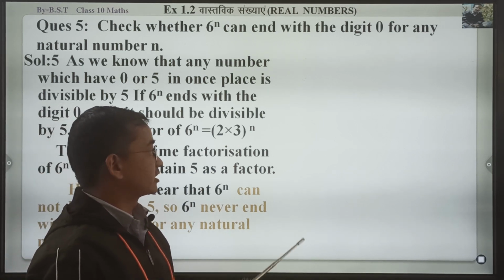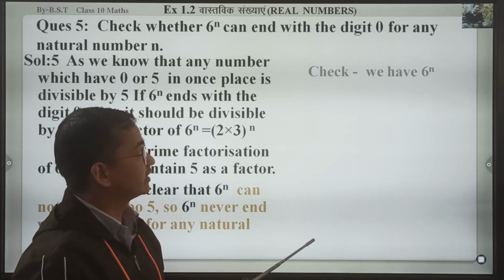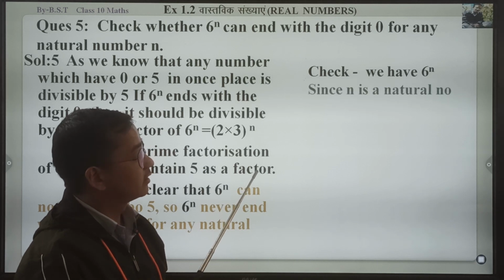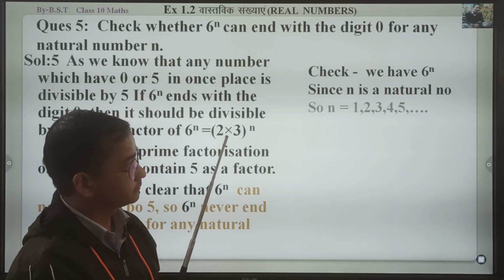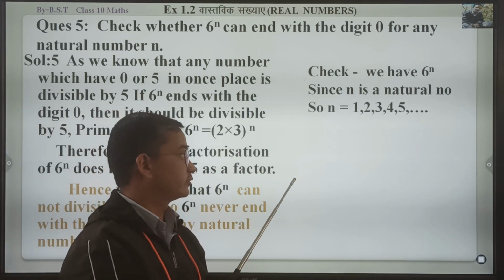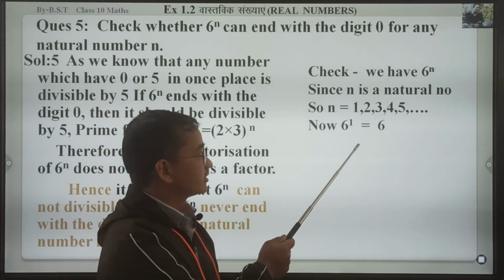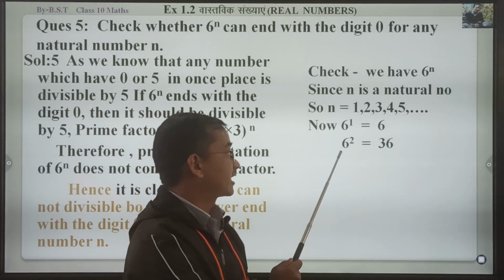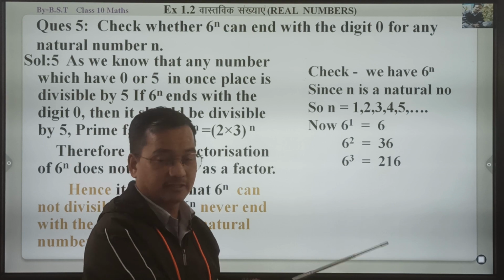You can check it by putting the value of n as 1, 2, 3, 4 and so on. We have 6 की power n where n is a natural number. So the values of n are 1, 2, 3, 4, 5, 6 and so on. When you put the values of n in 6 की power n, you get them one by one. 6 की power 1 is 6, 6 की power 2 is 36, you know 6 into 6 is 36. Again 6 की power 3 is equal to 216.